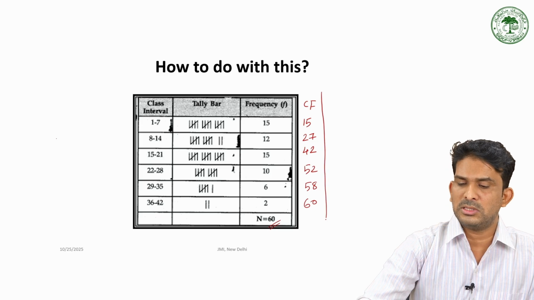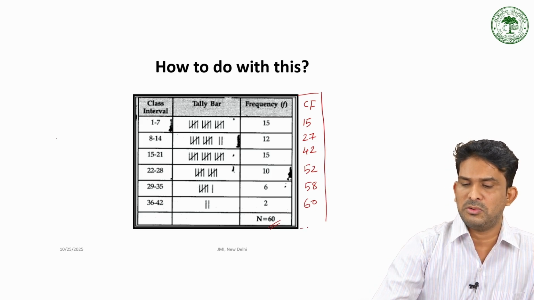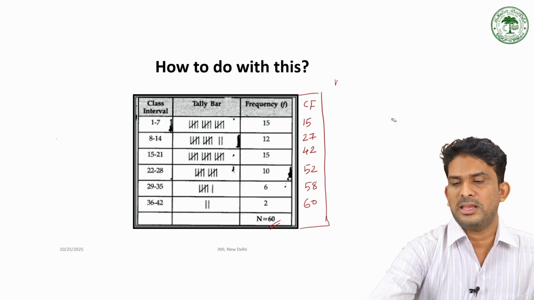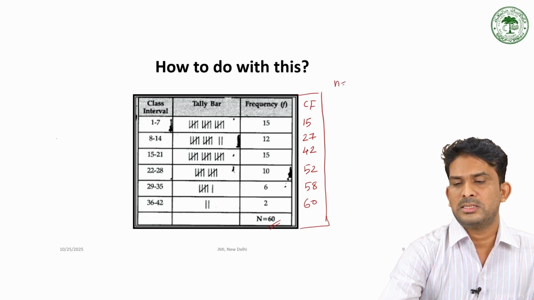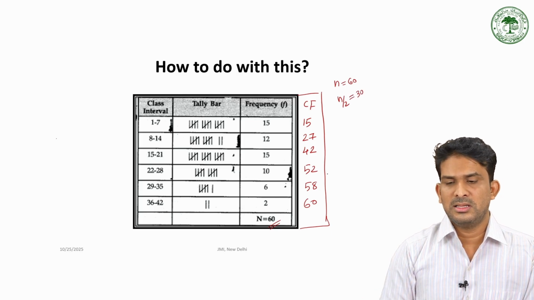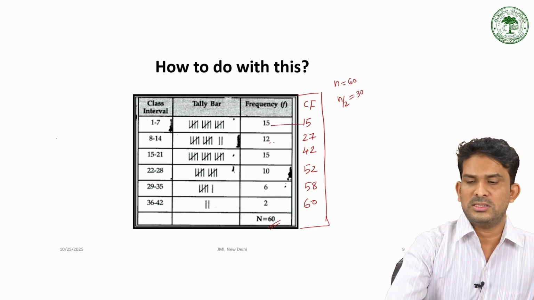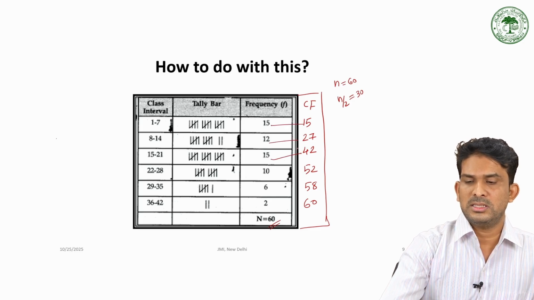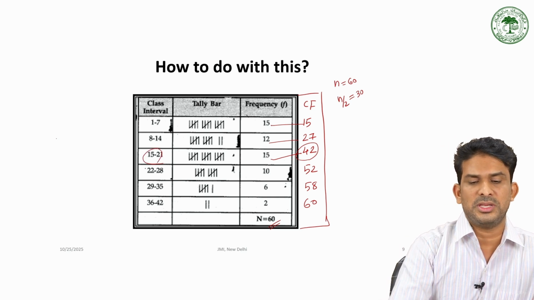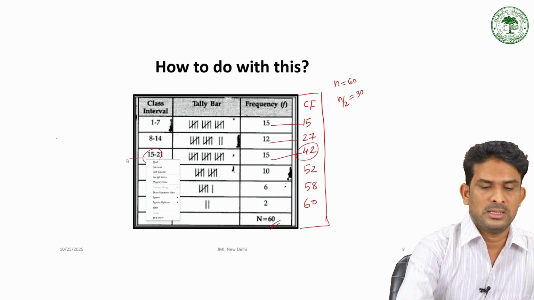Now, once I got the cumulative frequency, I have to go for n by 2. What is n here? N is 60. What is n by 2? 30, right? Where does 30 come in the cumulative frequency? The classes, so this is 15, this is 27. This is the class where n by 2 comes. 30 comes here, right? So the class 15 to 21 is known as the median class.